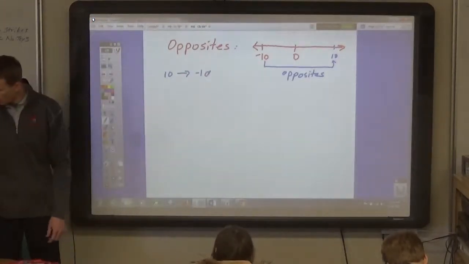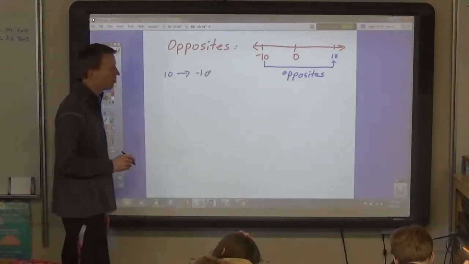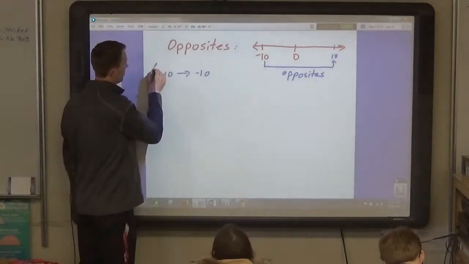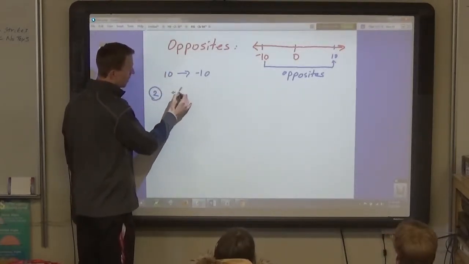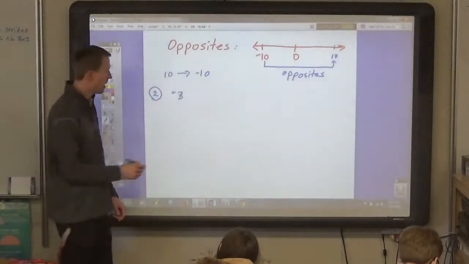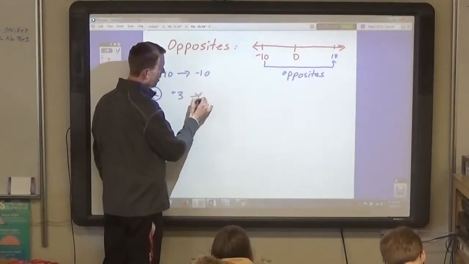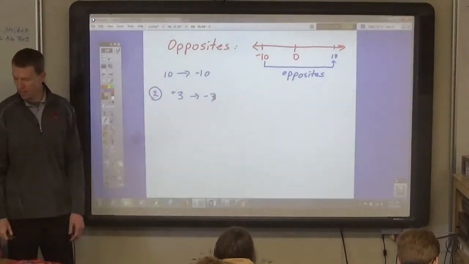Okay? How about the opposite of +3, number 2? They put a little plus sign and then the 3. What's the opposite of it? -3. 3 and -3 are opposites. Okay?